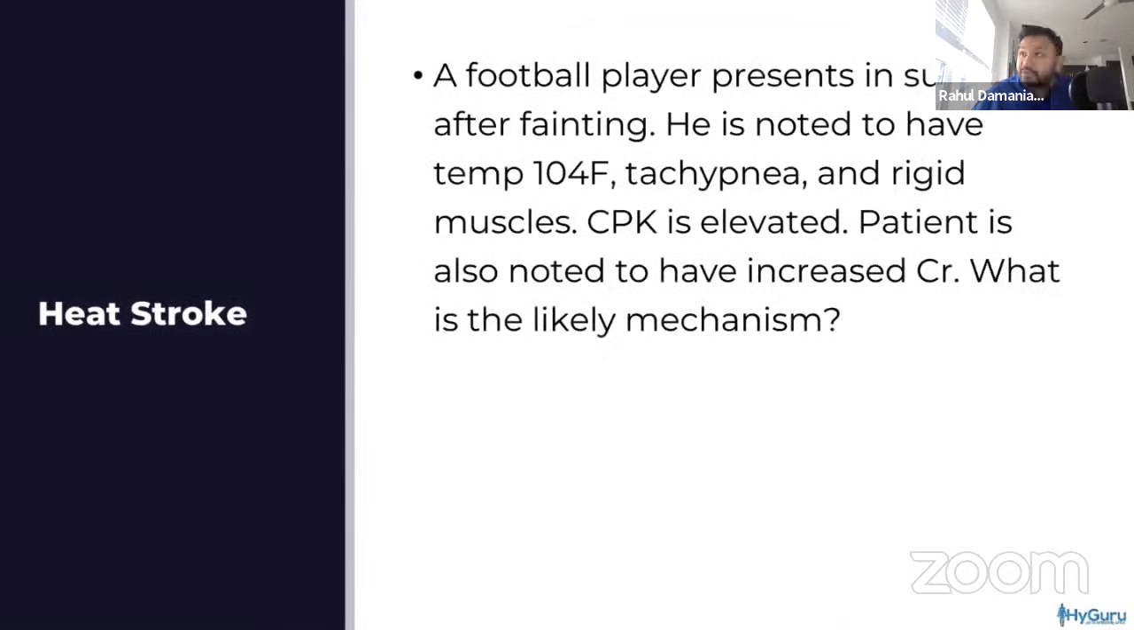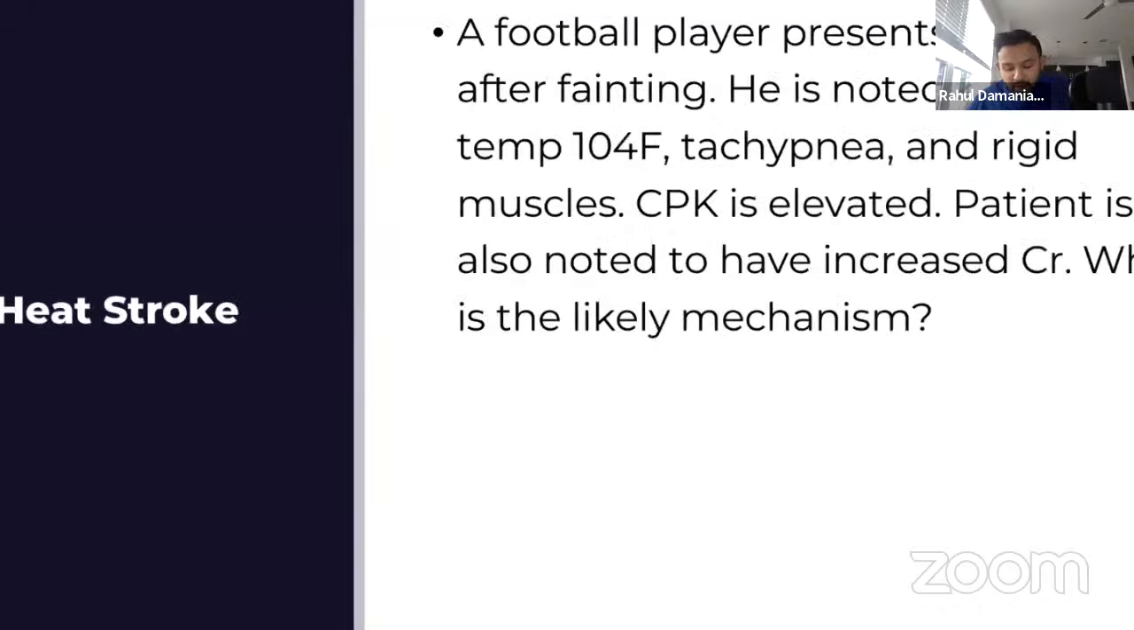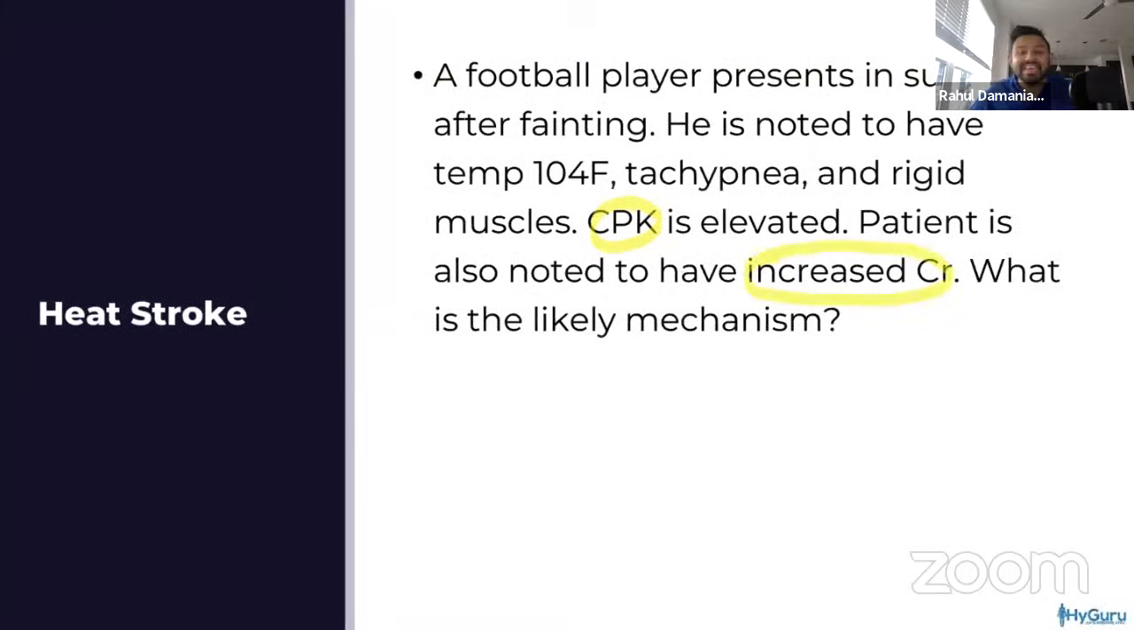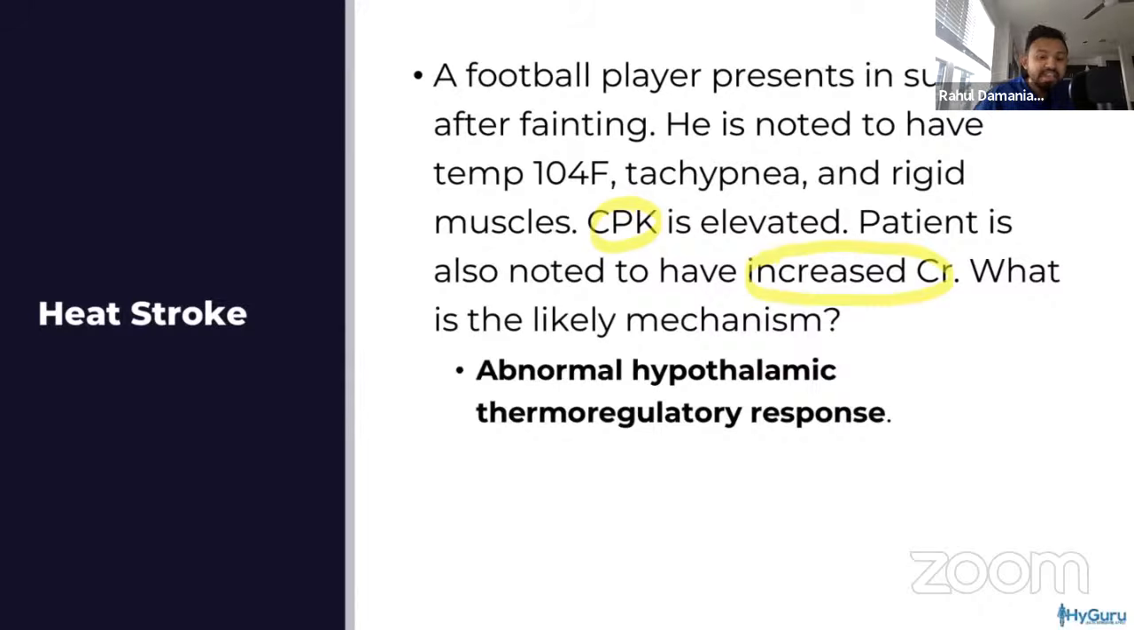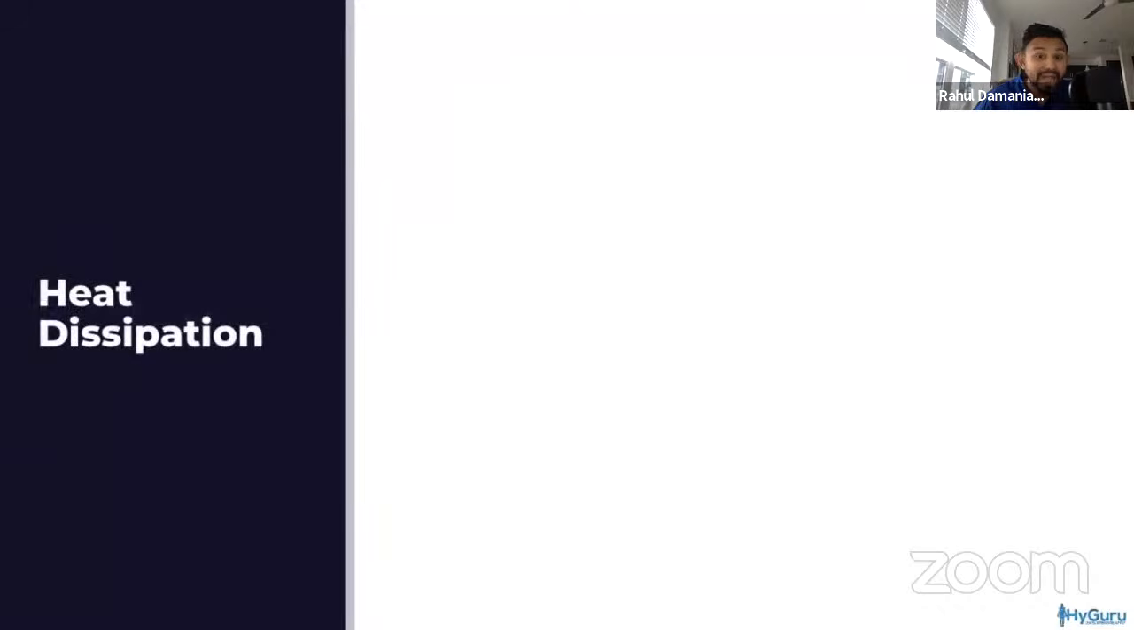Let's talk about the other extreme, and that's going to be heat stroke. A football player presents in the summer after fainting. He is noted to have a high temperature, tachypnea, and very rigid muscles, and CPK is elevated. The patient is also noted to have increased creatinine. A test-taking strategy: this means that muscles are damaged, and this means the kidney is damaged. What is the likely mechanism? Well, this is going to be a heat stroke, and a heat stroke is due to abnormal hypothalamic thermoregulatory response. So the hypothalamus doesn't control the temperature well. Let's go into the mechanisms at hand. When we're talking about how our body deals with heat, there are a couple mechanisms.